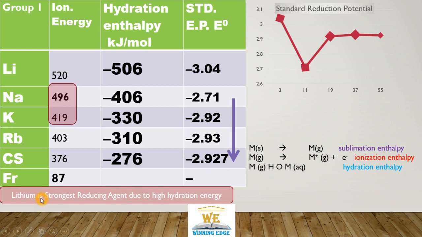For the same reason, we can assert that lithium is the strongest reducing agent due to its very high hydration enthalpy compared to its ionization energy. So lithium is the strongest reducing agent because its hydration enthalpy is very high compared to its ionization enthalpy.